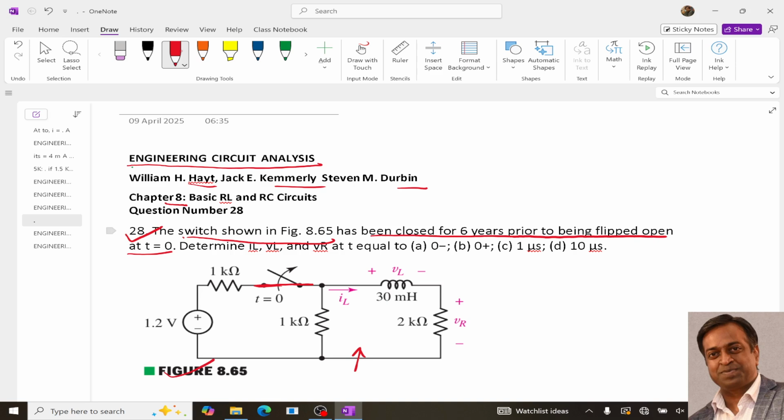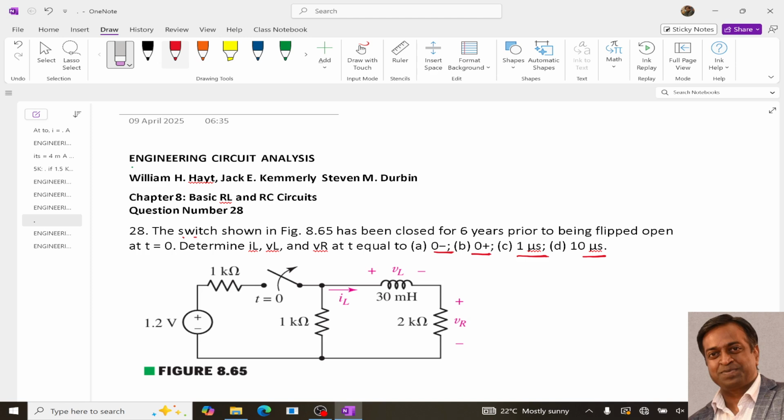So now, with these conditions, we need to determine IL, VL, and VR at t equals 0 minus, 0 plus, 1 microsecond and 10 microseconds. Before starting with this question, let me explain what this 0 minus and 0 plus are.